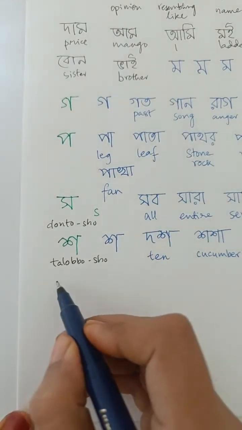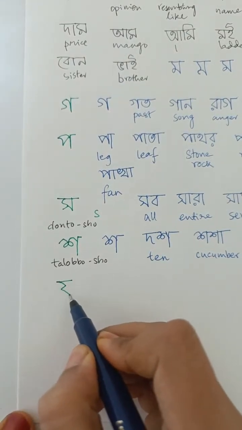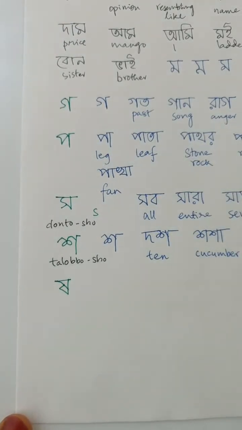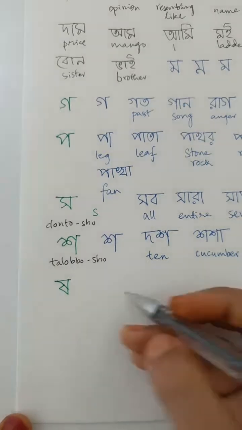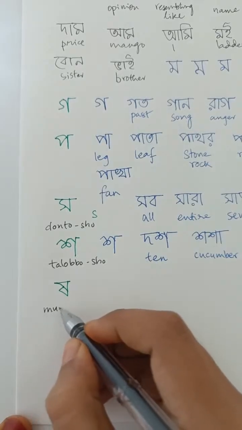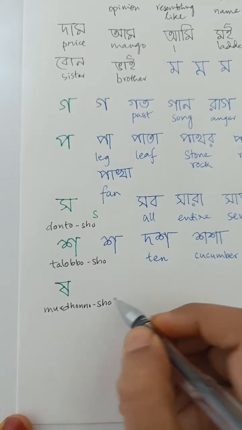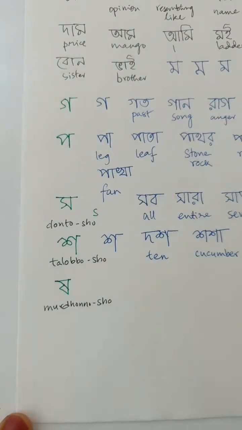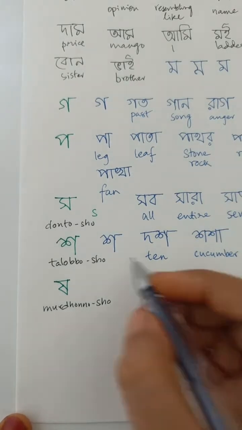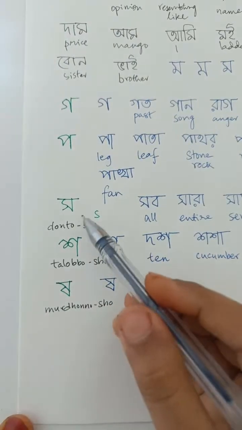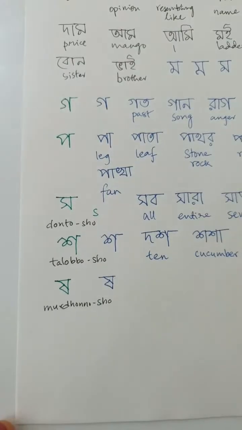is written like this. And this also has a name, just like the other ones. This is called Murdhana Sha. Murdhana Sha. And let me write it one more time. So we had Dantosha, Talabosha, now we have Murdhana Sha.